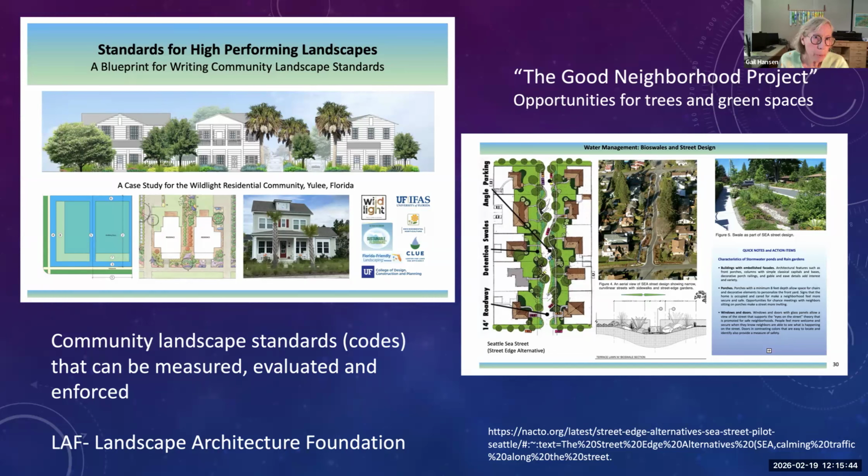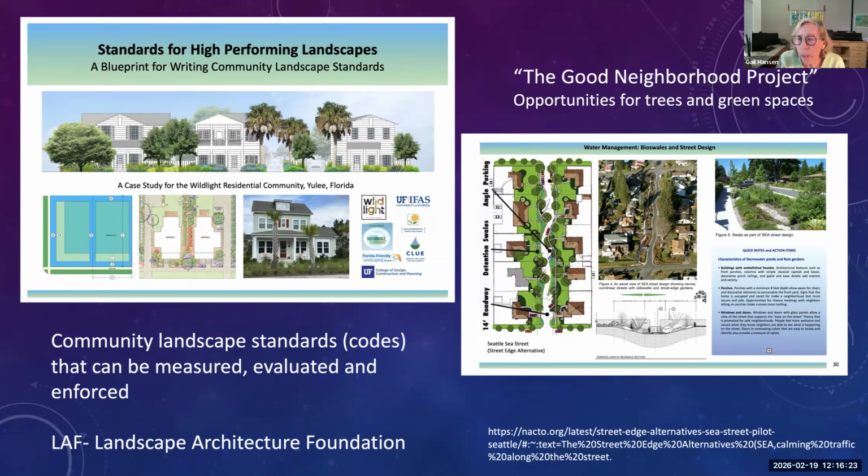So these high-performing landscapes, this idea is not new. The Landscape Architecture Foundation has an entire website dedicated to this, and you can find all sorts of resources there. And the idea is that you want to know if a landscape is performing in the way that you intended it to. Like, what were your goals and your objectives for this landscape? And you lay those out, and then you figure out how to measure, evaluate, and enforce your goals. So that's a document that you might be interested in looking at.